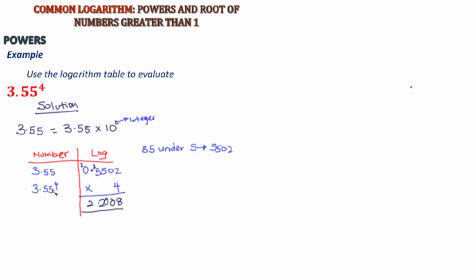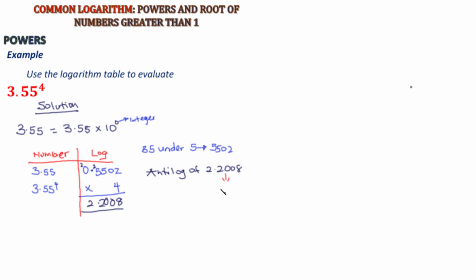Now this is the value. Notice something. After finding the log number, you multiply it by 4, the power, to get the actual value. Now after getting that, we already have our value to be 2.2008. Then you go to the table and look for the anti-logarithm of 2.2008.